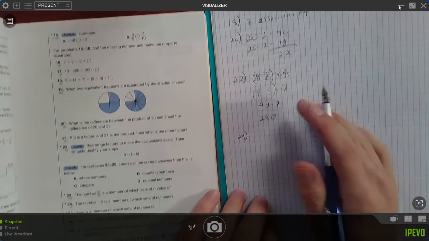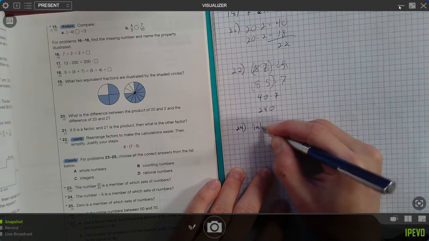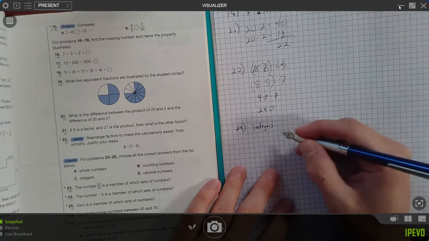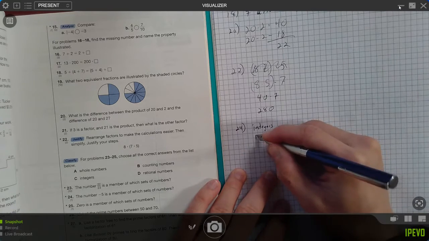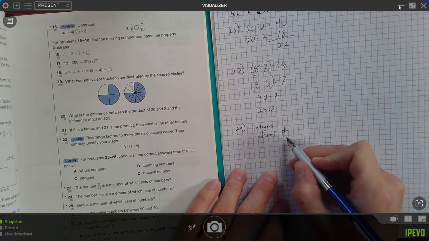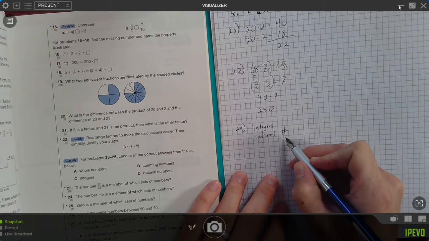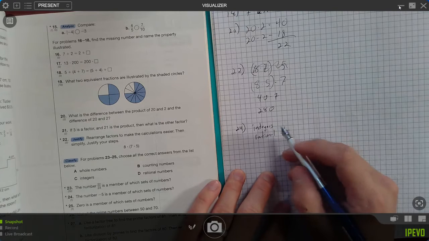24. The number -5 is a member of which sets of numbers? They're integers and also rational numbers. Right? Rational numbers include negatives as well as fractions, as well as 0, as well as counting numbers. Integers are negatives, counting numbers, and 0.